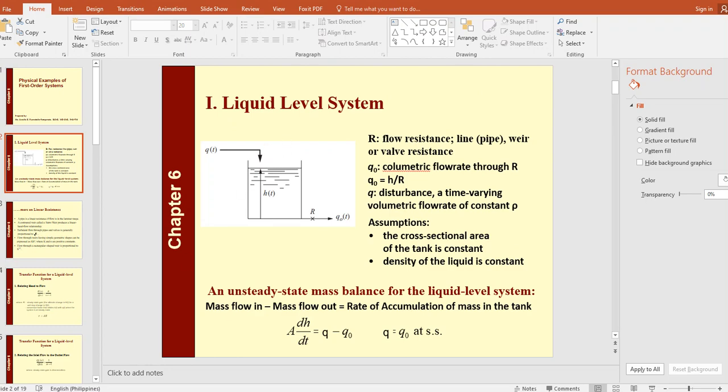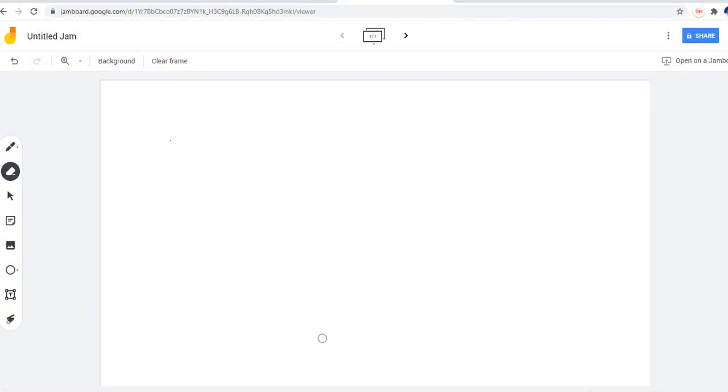So we're going to start with the differential equation that we're going to use in determining the transfer function of our system. So we're going to start with A dH/dt. Okay, that's our A dH/dt. This would be now the volume accumulated at any particular time in the tank, and that would be equal to your Q minus your Q sub O. That's our start of DE.